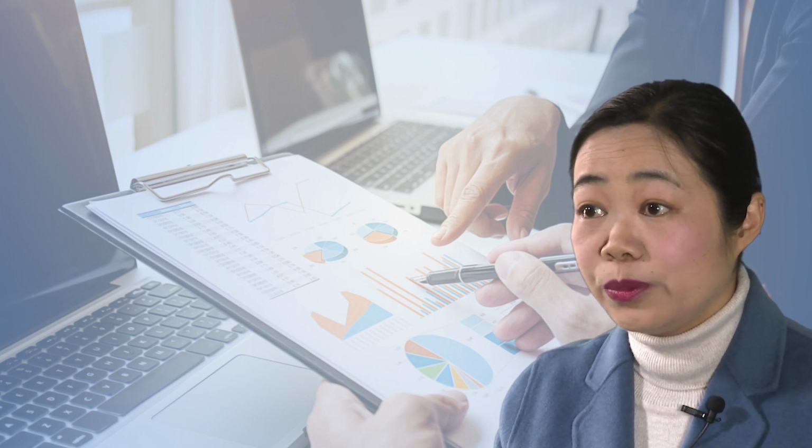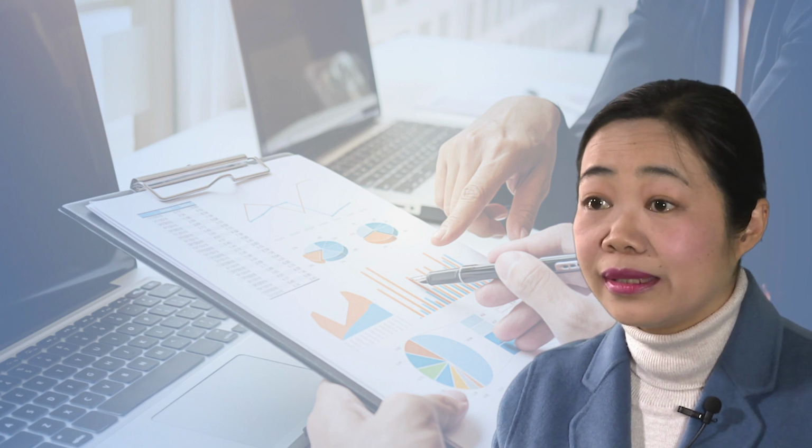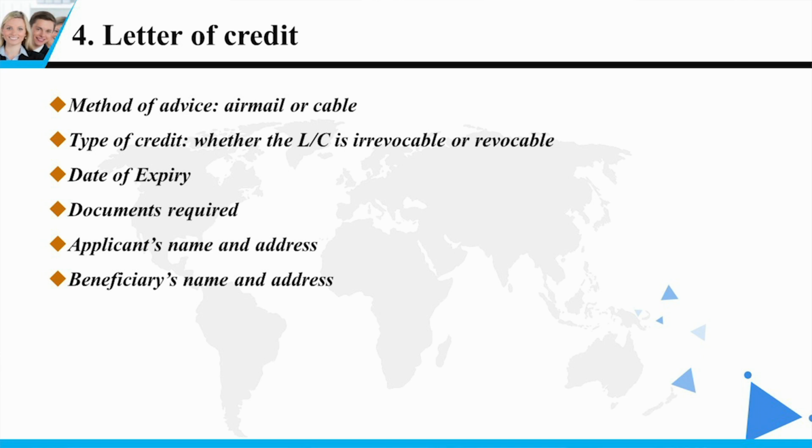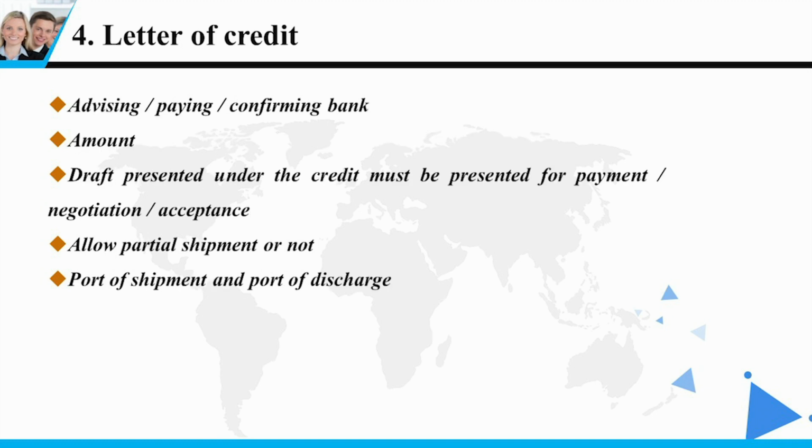When an LC is opened by the buyer or checked by the seller, they are: method of advice, airmail or cable, type of credit, whether the LC is irrevocable or revocable, date of expiry, documents required, applicant's name and address, beneficiary's name and address, advising, paying or confirming bank, the amount, and whether drafts presented under the credit must be presented for payment, negotiation, or acceptance. Whether partial shipment is allowed or not, port of shipment and port of discharge.